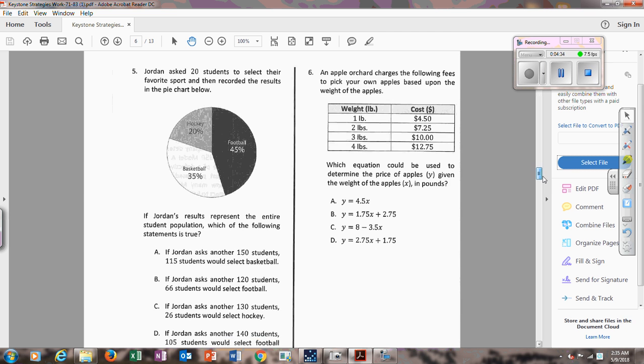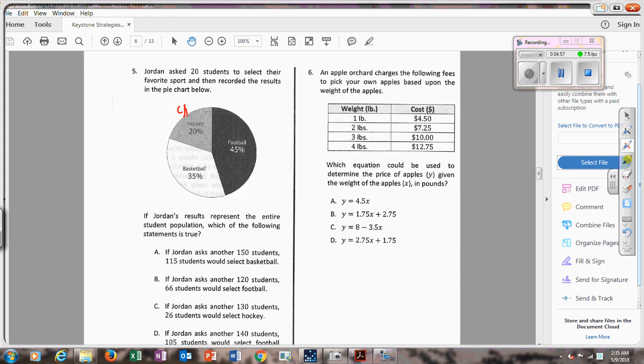Number five, Jordan asked 20 students to select their favorite sport and then recorded the results in the pie chart below. If Jordan's results represent the entire student population, which of the following statements is true? So if you ask 20 students, then 20% of 20 is 0.2 times 20, which would be 4. So 4 would have said hockey. Basketball would be 0.35 times 20, which would be 7. And then football would be the rest of them, which would be 9.